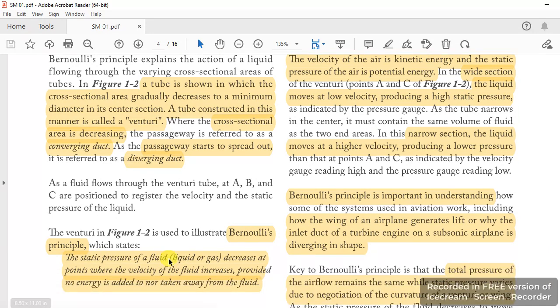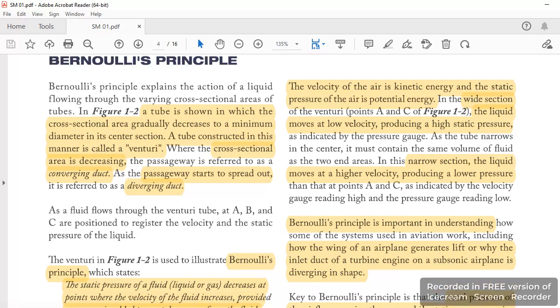the static pressure of a fluid, that is a liquid or a gas, decreases at points where the velocity of the fluid will increase, provided that no energy is added or taken away from the fluid. Okay, which means if there is a pressure decrement in a moving fluid, if the pressure decreases, then the velocity will increase, and if the pressure increases, then the velocity will decrease. Okay, so it is basically the fluctuation of pressure and velocity. If one decreases, then the other one will increase in a fluid that is moving.